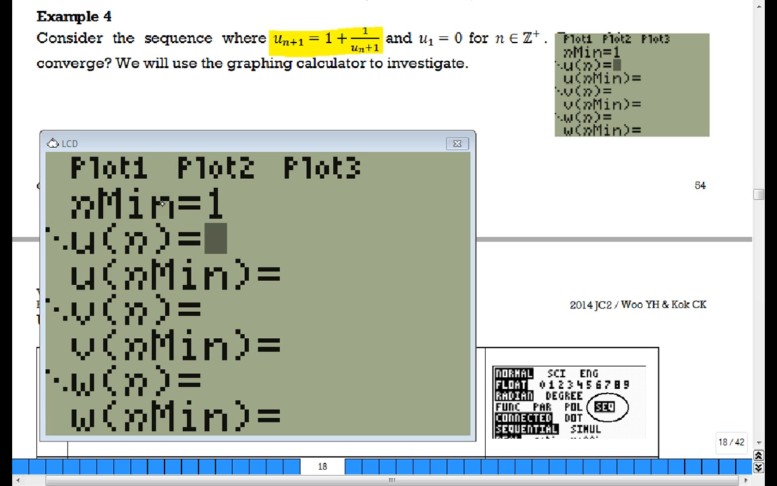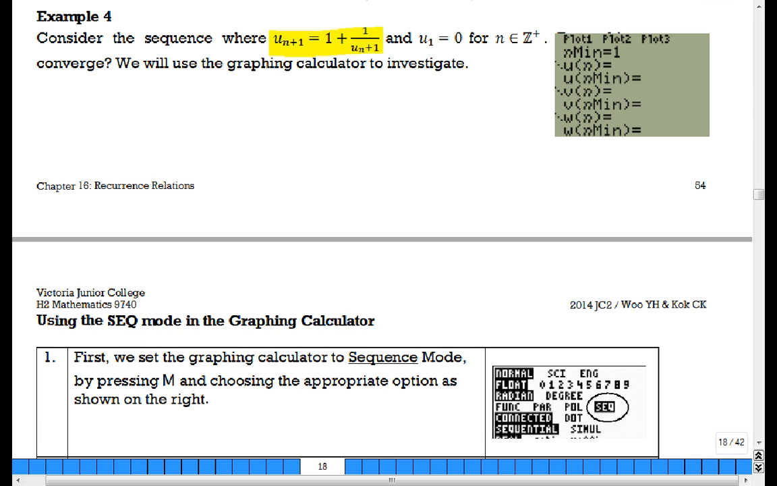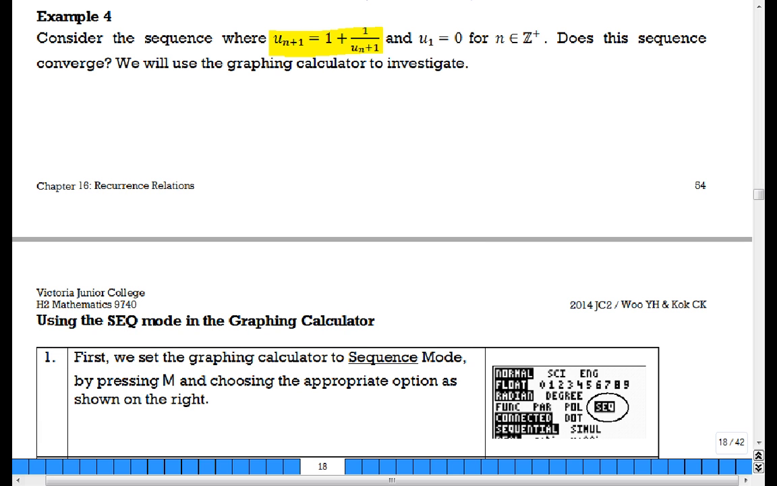We keep this as it is. Now, I need to explain this. You see, this is un plus 1. You are to enter un equals to something. So, first thing we need to do is, let's go back to your notes. Actually, we can rewrite this. If un plus 1 equals to this, un equals 1 plus 1 over un minus 1 plus 1. I can rewrite this like that. I replace the n with n minus 1.